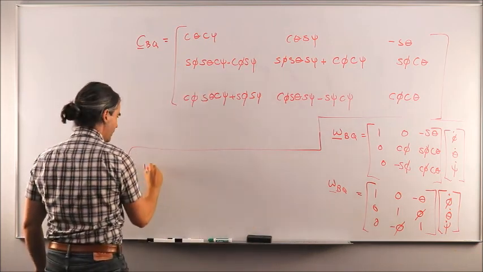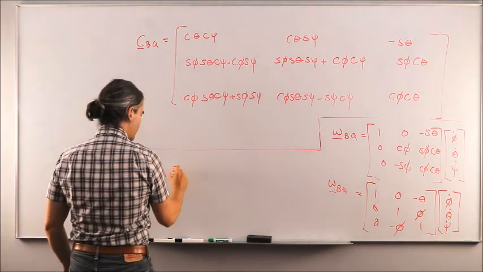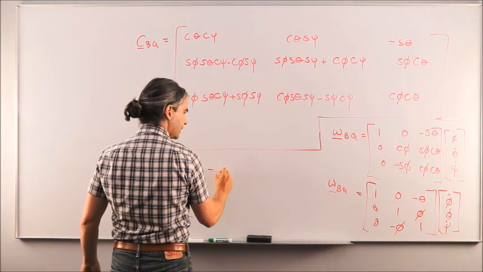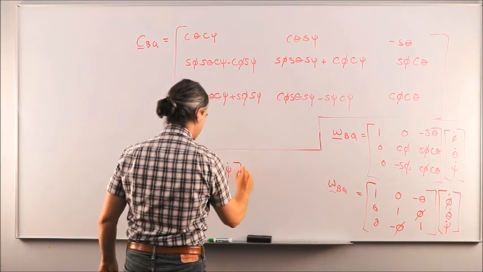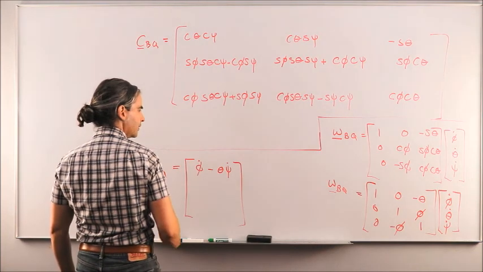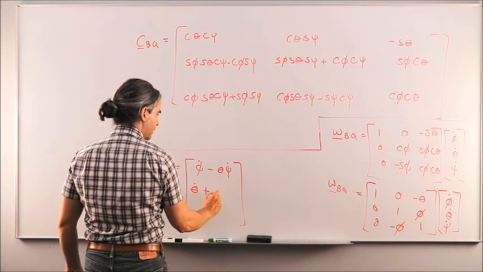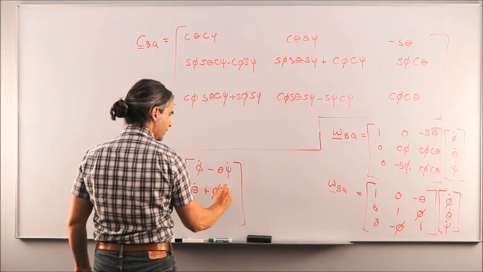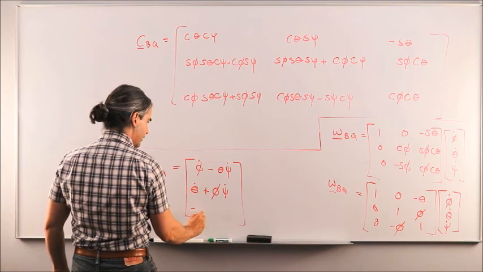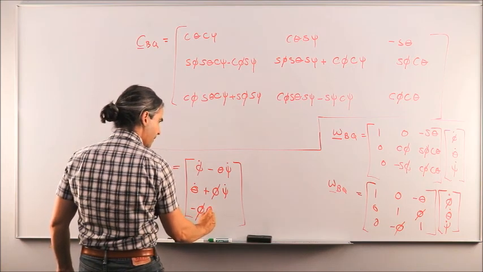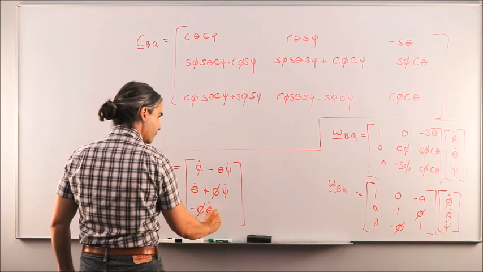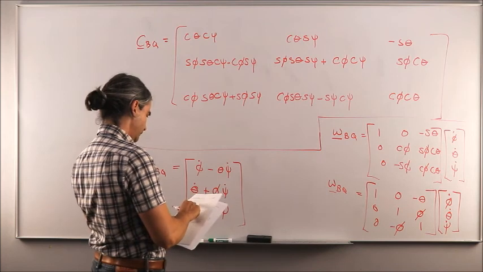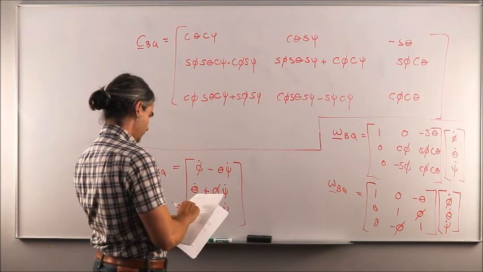So, therefore, omega BQ is going to be equal to 1 times roll rate minus pitch times yaw rate. Next entry will be pitch rate plus roll angle times yaw rate. And here we're going to get minus roll angle times pitch rate plus yaw rate, if I'm not mistaken. Yes.